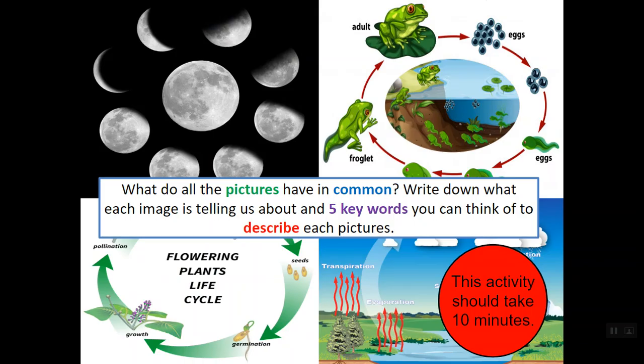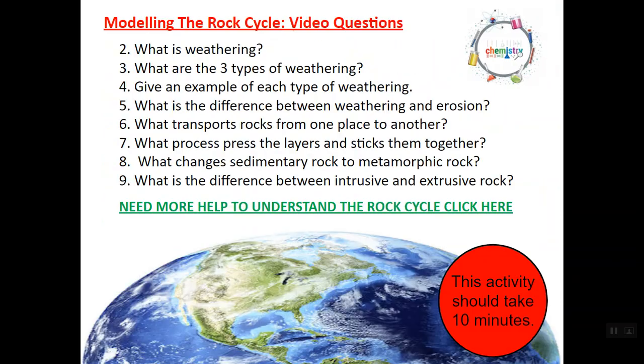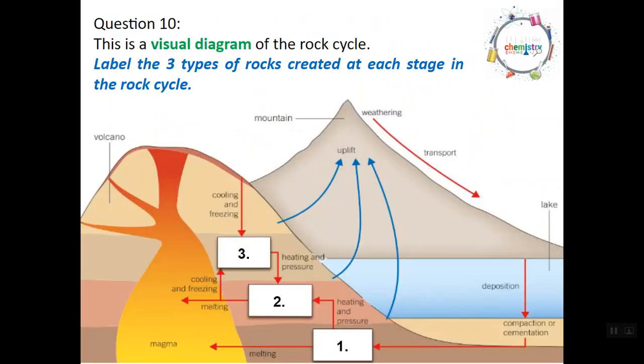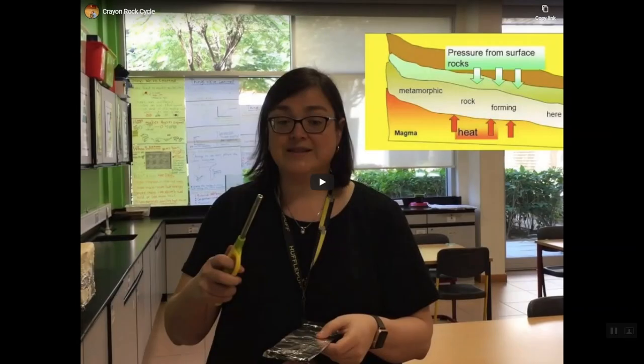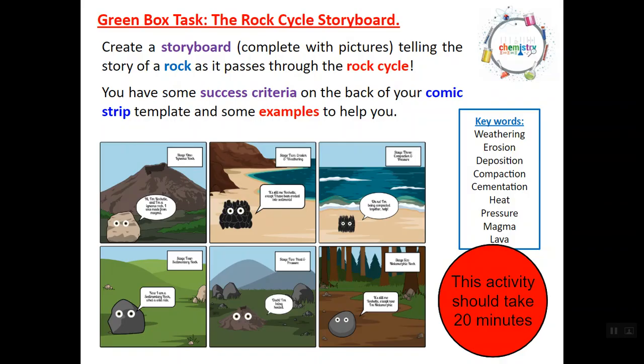So again, 3 tasks. This one should take around 10 minutes. You then have the question task, which should take around 10 minutes as well. There's a little bit extra there if you want to watch the videos or you want to find out more about the rock cycle. And then there's the storyboard, which should take 20 minutes. So in total, this lesson is only about 50 minutes long, with 5 minutes for extra time on the comic strip or whatever else you need.